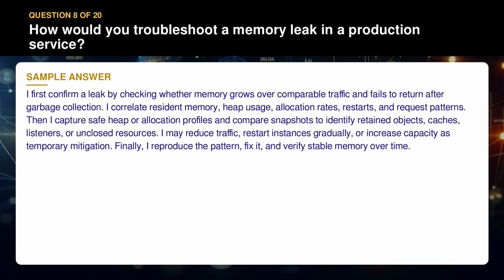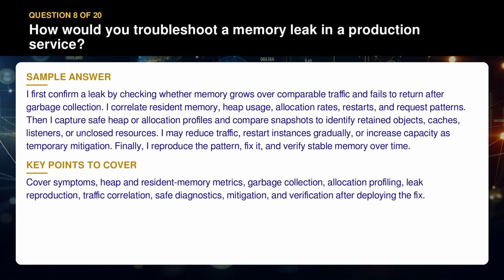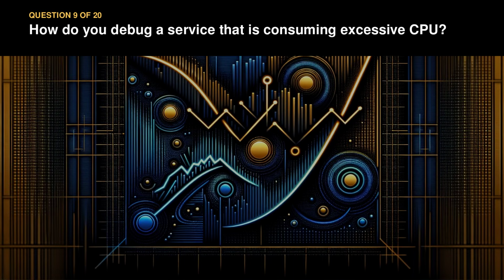Then I capture safe heap or allocation profiles and compare snapshots to identify retained objects, caches, listeners, or unclosed resources. I may reduce traffic, restart instances gradually, or increase capacity as temporary mitigation. Finally, I reproduce the pattern, fix it, and verify stable memory over time. Cover symptoms, heap and resident memory metrics, garbage collection, allocation profiling, leak reproduction, traffic correlation, safe diagnostics, mitigation, and verification after deploying the fix.